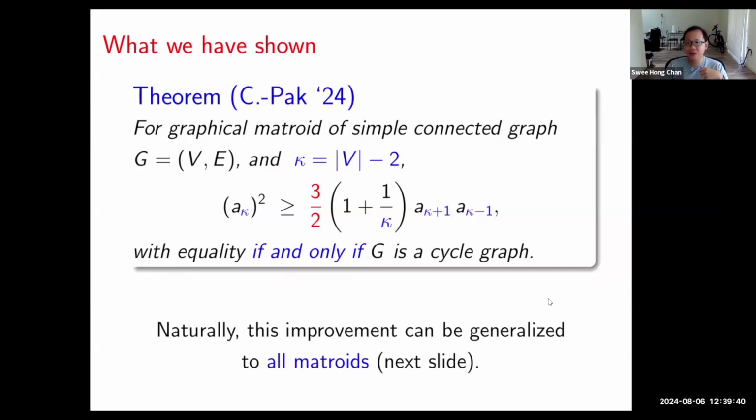Up till here, are there any questions before we go for the Mason 4 for all matroids? Okay. Everybody happy? Then let me continue.